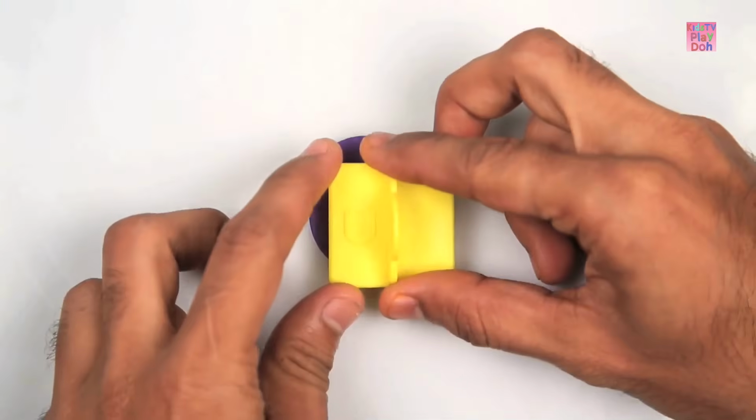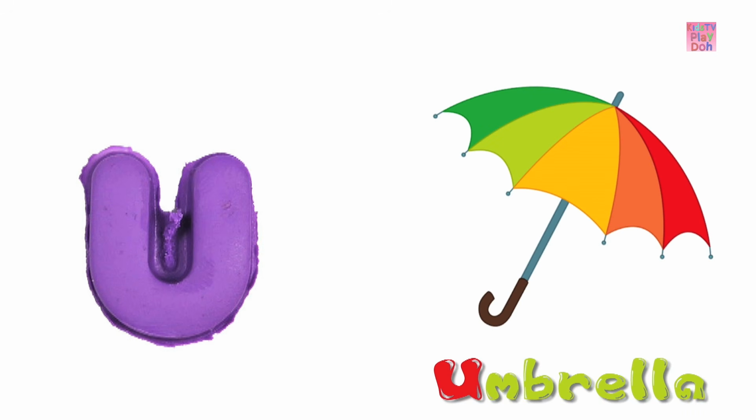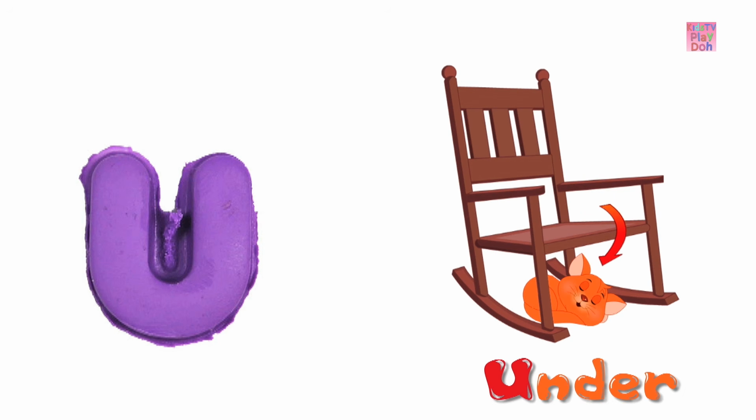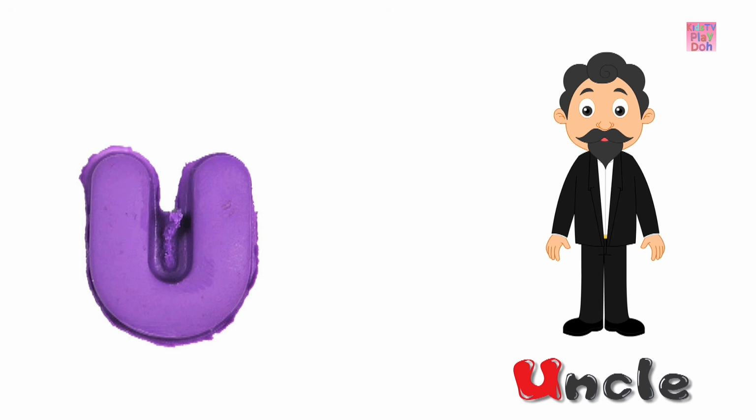Here comes the letter U. U. U is for umbrella, umbrella. U is for up, up. U is for under, under. U is for uncle, uncle.